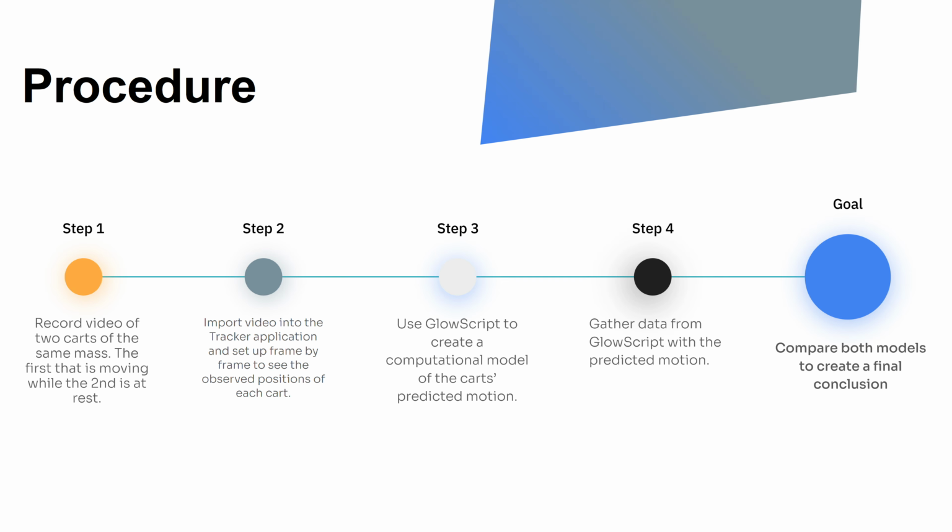The procedure following this lab will be: Step 1, record a video of two carts of the same mass, one that is moving while the second is at rest. Step 2 is to import the video into the Tracker application and set up frame by frame to see the observed positions of each cart. Step 3, use GlowScript to create a computational model of the carts' predicted motion using the initial velocity from the data from Tracker. Step 4 is to gather data from GlowScript with the predicted motion. And finally, compare both models in order to create a final model.